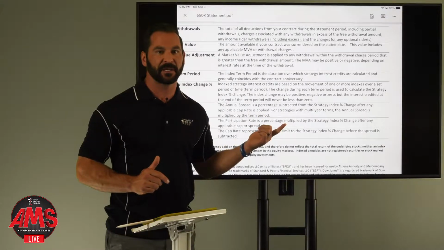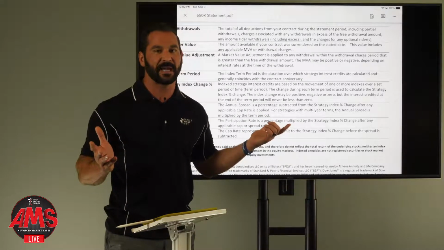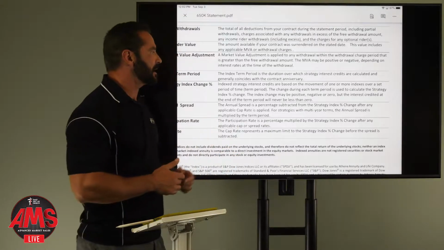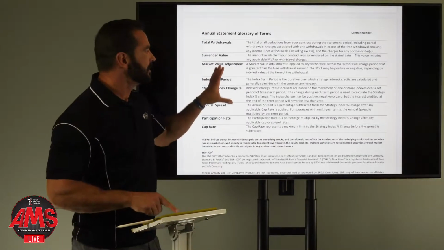Well, we don't want a surrender charge. We don't want a market value adjustment. And the client's going to take 5% or 10% or less. We're not worried about it. But it spells it out right there. 3 pages. Some terms.